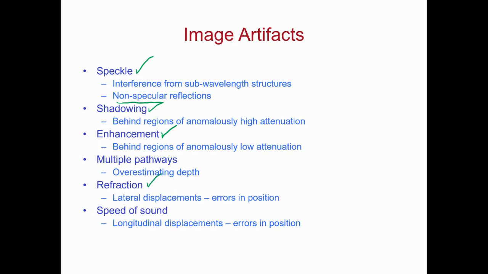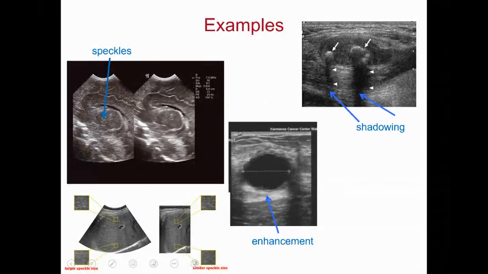There is refraction, which is lateral displacement, an error in position due to the ultrasound wave hitting a curved interface and bouncing off to one side. And then there is what's called the speed of sound artifact. Something will be displaced longitudinally or axially because you calculated its location wrong, because you miscalculated the speed of sound. Let's see some images of those.